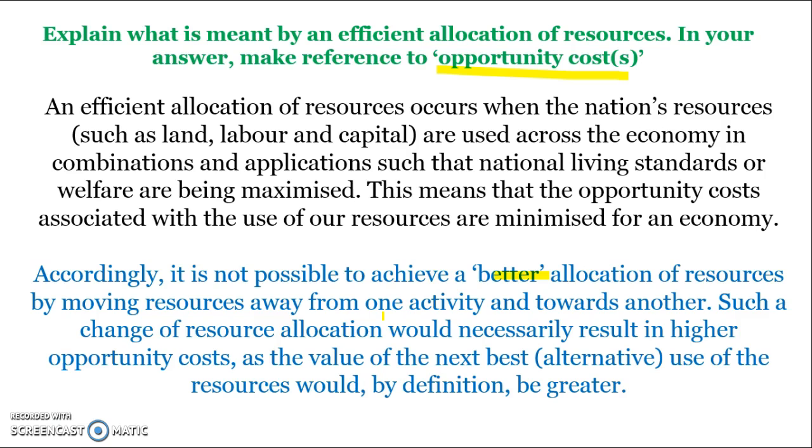Such a change of resource allocation would necessarily result in a higher opportunity cost, as the value of the next best alternative may actually be greater. So what I mean by that is if we say we value three things: producing oranges at $12, apples at $10 and grapes at $7. If we choose to produce oranges, which were worth $12 in value, the opportunity cost would be 10. That would be the next best alternative, which I believe was apples.